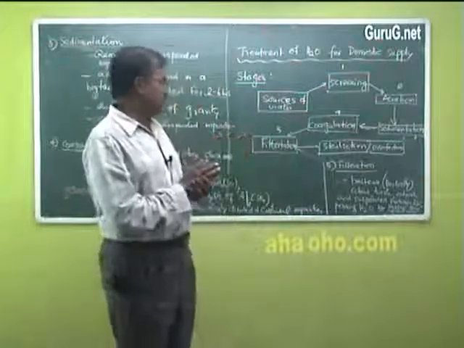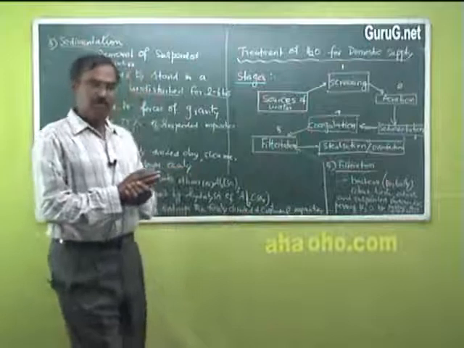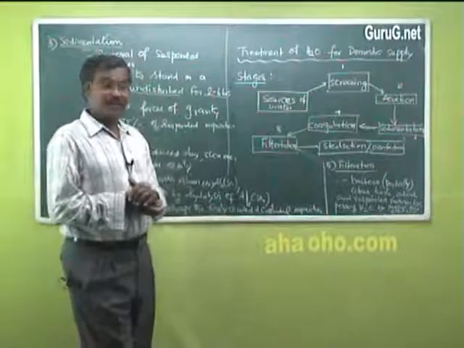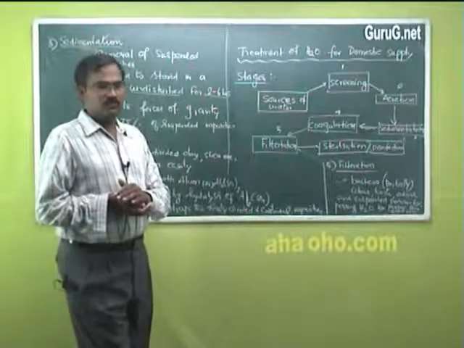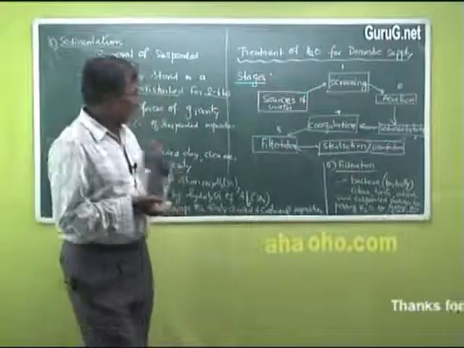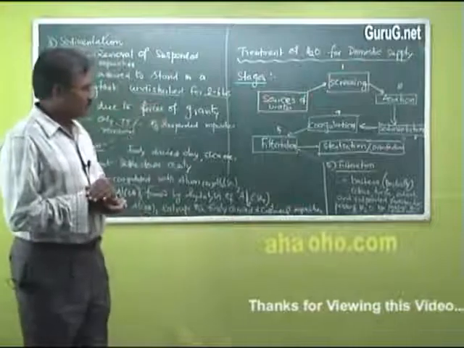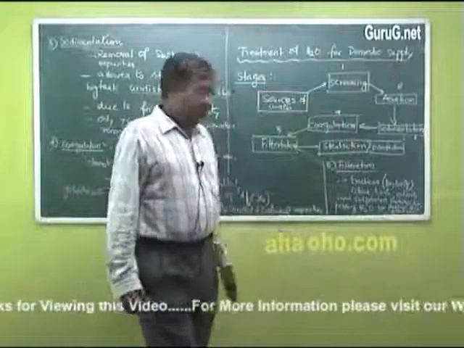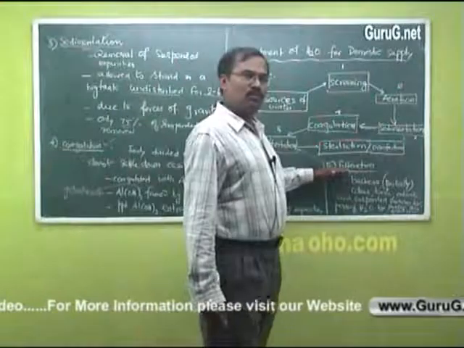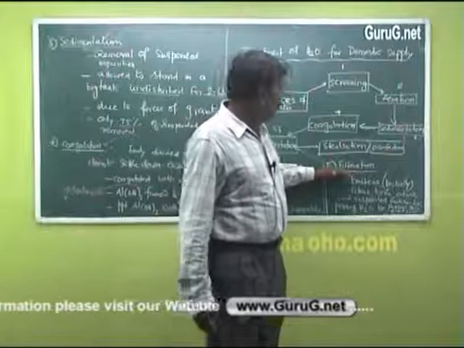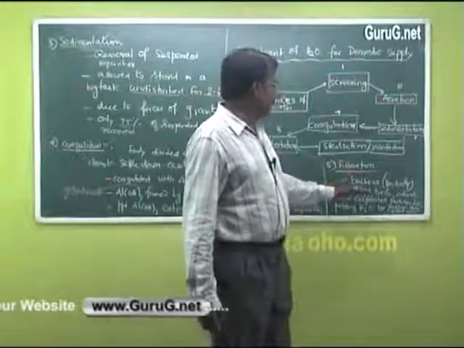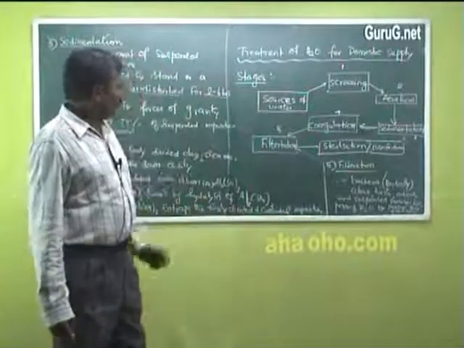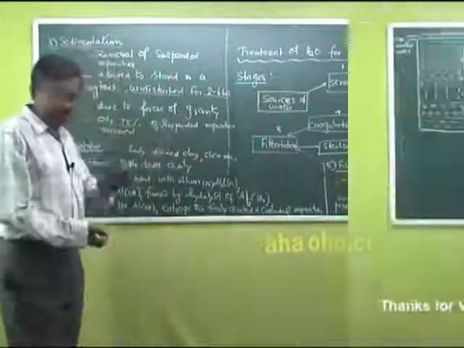So this filtration is done by passing the water through a filter bed. It has various layers of sand, fine sand, we will see the diagram, coarse sand, like that, one by one arranged in order. So when you allow the water to pass down, bacteria, color, taste, odor and suspended particles are removed, that is by filtration. Let us see the diagram of that filtration.